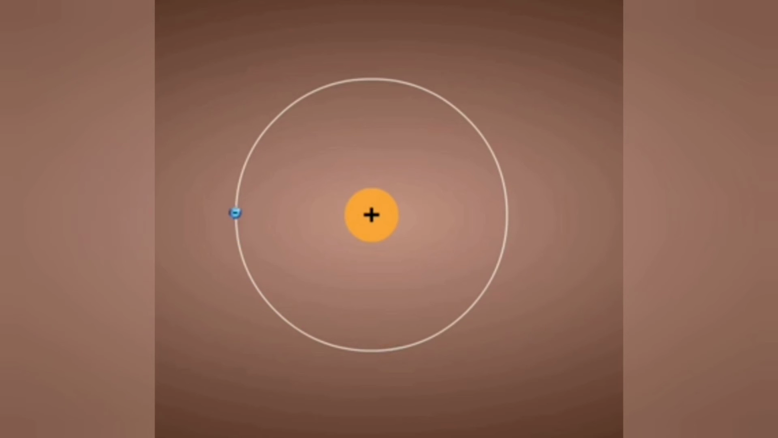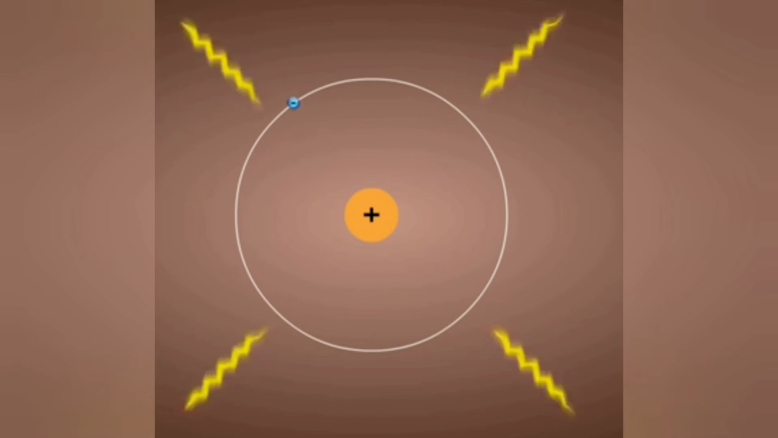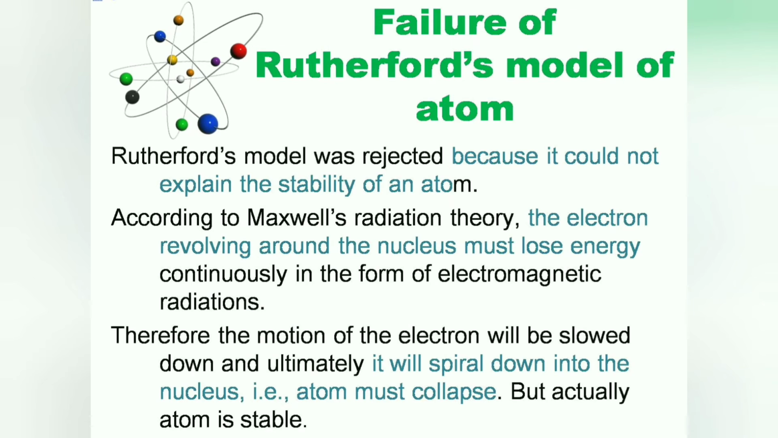And as a result of reduced energy, the electrons must come closer and closer to the nucleus and ultimately fall into the nucleus, taking a spiral path. As a result, the atom should collapse. But this does not actually happen, and the atom is stable. So Rutherford was not able to provide a suitable explanation for this. That's why his model was rejected.